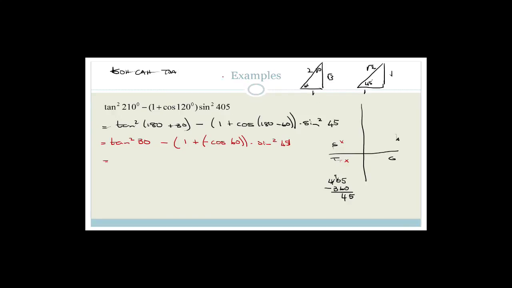Tan of 30 is opposite over adjacent, so it's 1 over root 3, all squared, minus 1, plus times the minus is minus. Cos of 60 is adjacent over hypotenuse, so it is a half, multiplied by sine squared 45. Sine of 45 is opposite over hypotenuse, so it's 1 over root 2, but then it's all squared. Okay, so now let's make this look pretty. That becomes 1 over root 3 squared, which is 3, minus 1 minus a half, multiplied by 1 over 2, because root 2 squared is just 2.